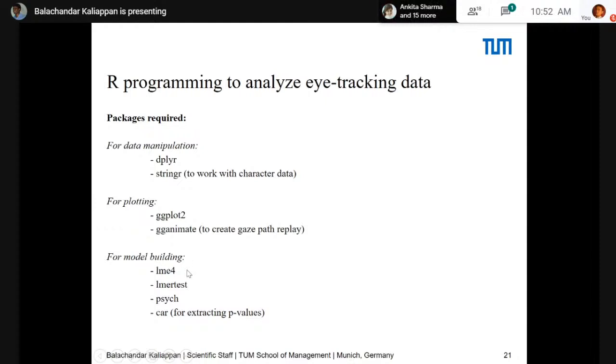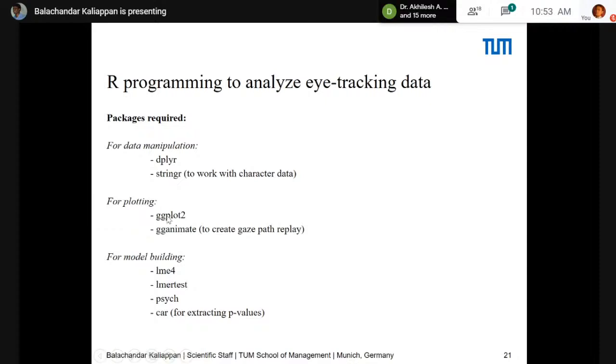In case you want to build models and analyze, imagine this might not please you as a student, but if you're a researcher and want to develop linear regression models, there are quite a lot of packages, like lme4 or lmerTest, the psych package and the car package to extract p-values. This might not be of interest for students, but these two at the moment, if you're just looking at getting into R programming, learning about these packages will definitely help you.